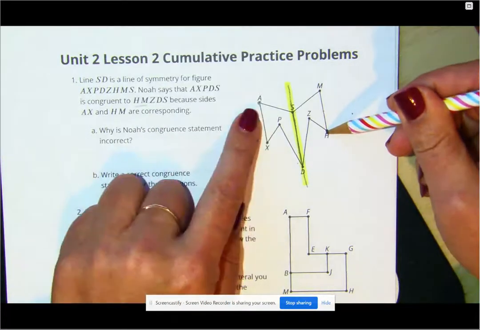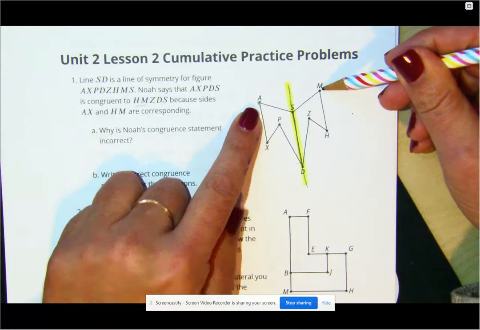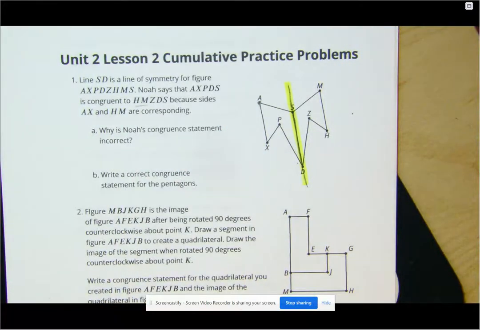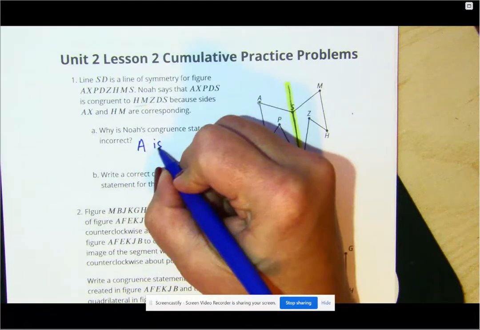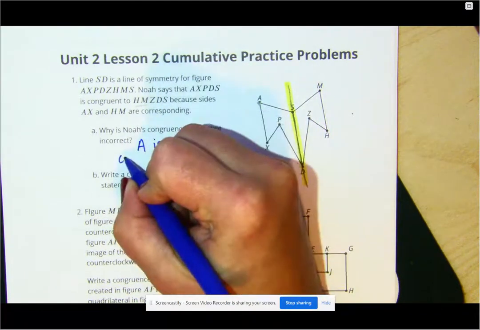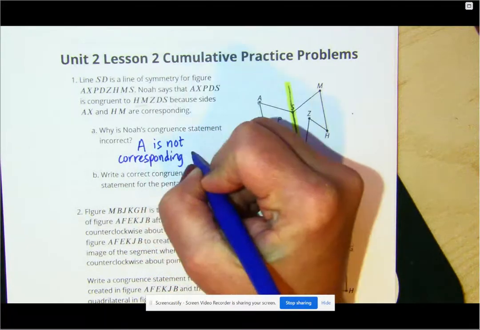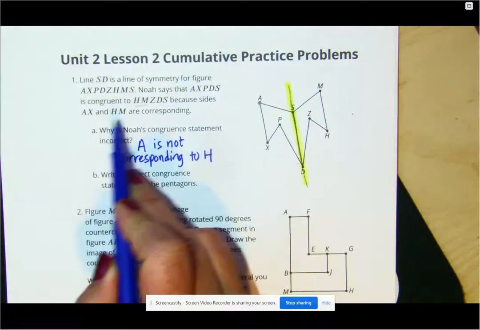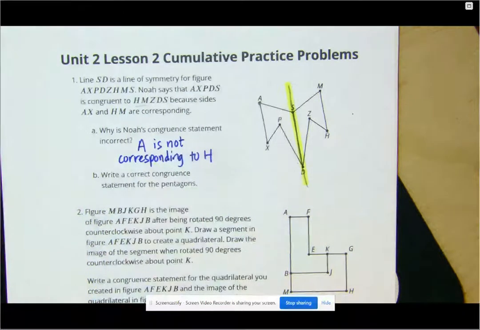H does not correspond to A. M corresponds to A. Okay, so why is his statement incorrect? I would say A is not corresponding to H, and that's what he did. He said A was the first one, so H. So now let's say it correctly.